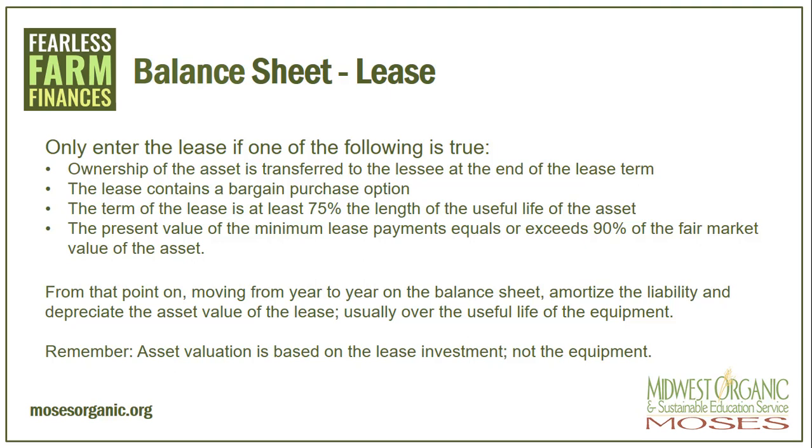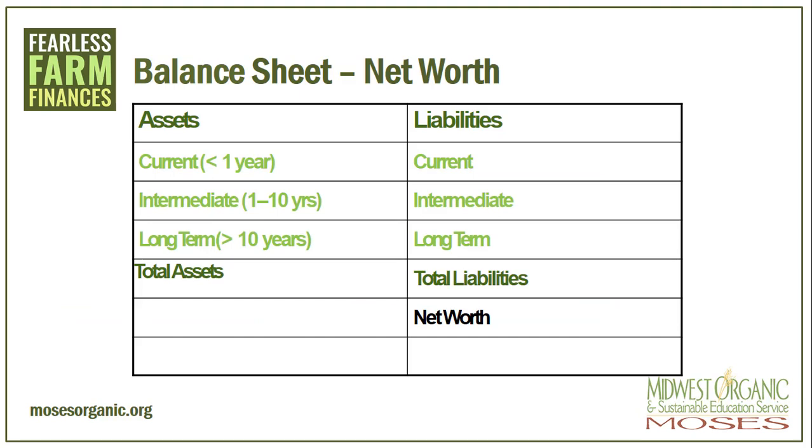From that point on, moving from year to year on the balance sheet, amortize the liability and depreciate the asset value of the lease, usually over the useful life of the equipment. Remember, asset valuation is based on the lease investment, not the piece of equipment's final price. Now that we have the total assets and total liabilities completed, it is time to calculate the net worth.